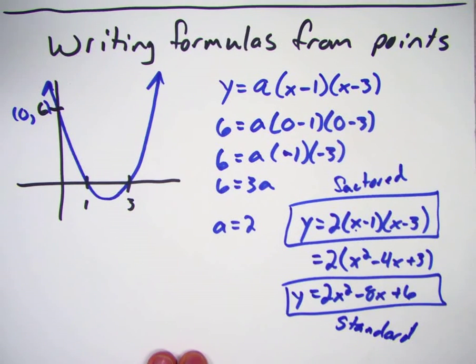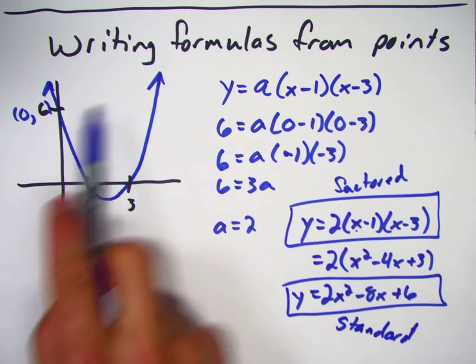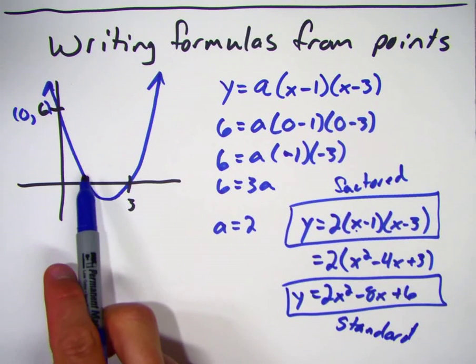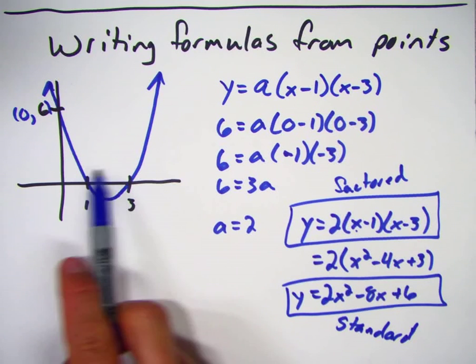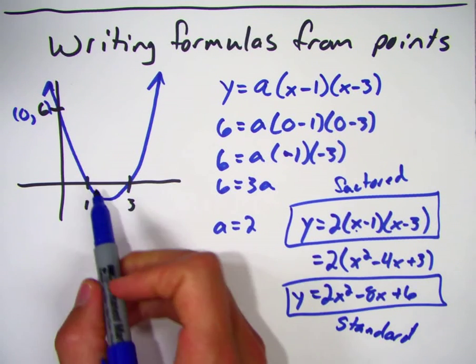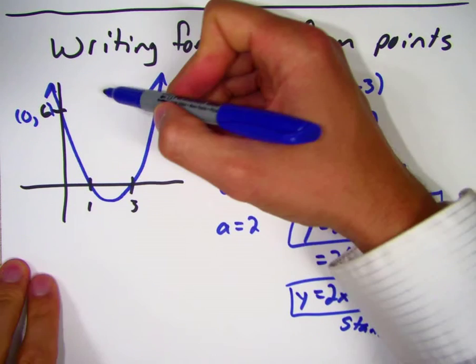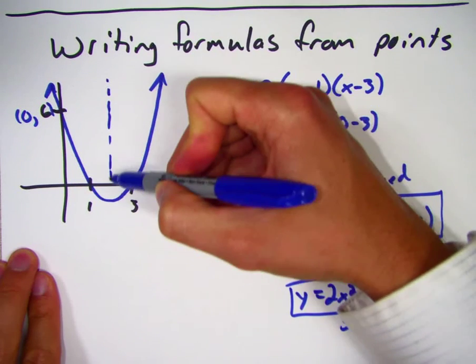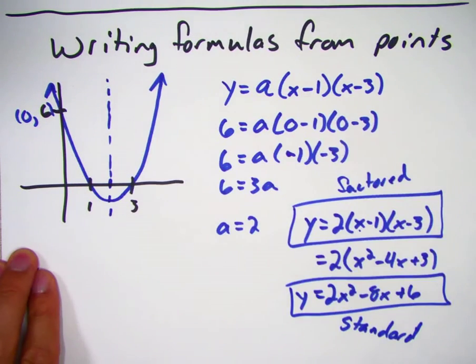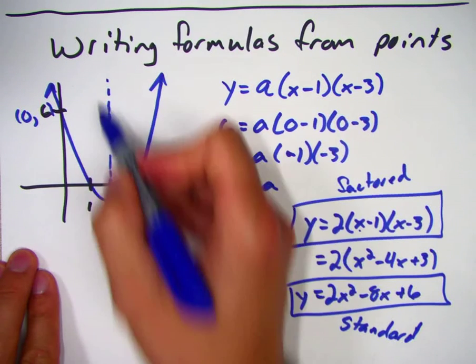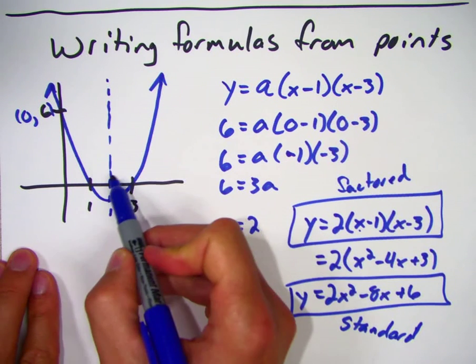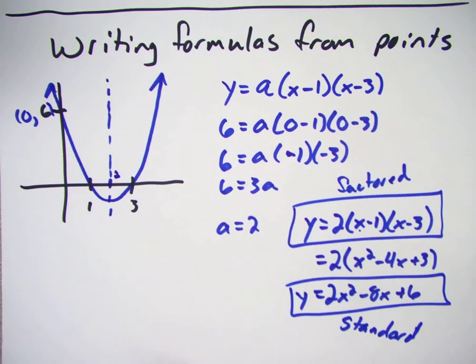Okay. Now, some things to note. All points on this parabola are symmetrical, or have a symmetric partner. So 1 and 3 are the same distance away from what we call the axis of symmetry. All right, so the axis of symmetry is going to be directly between those two, which means it's actually at 2.